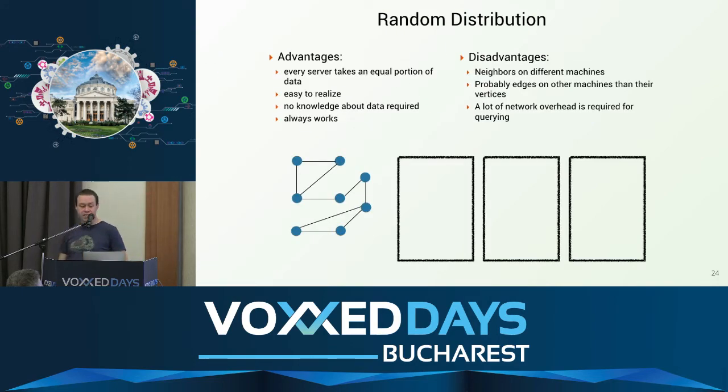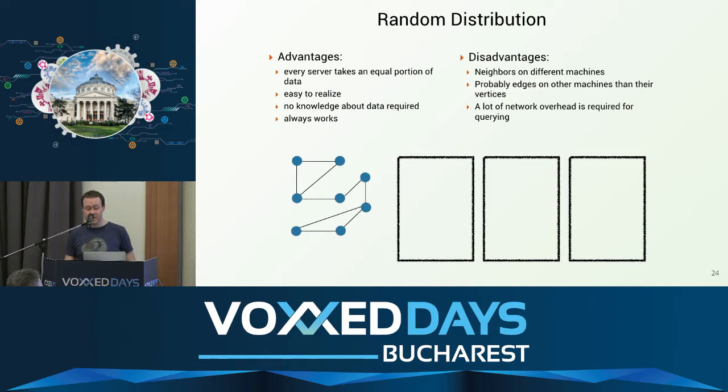So what are the strategies to actually do some distribution of the data inside the cluster? The easiest one is a so-called random distribution. That means for every vertex and every edge I have, I throw a dice, and depending on the result, I put it on one server. Advantage: every server takes an equal portion of the data, so I have really an equal split of my total data amount on all the servers. It's super easy to realize on the database side. It doesn't require any knowledge of the data, it just always works. This is a huge advantage.